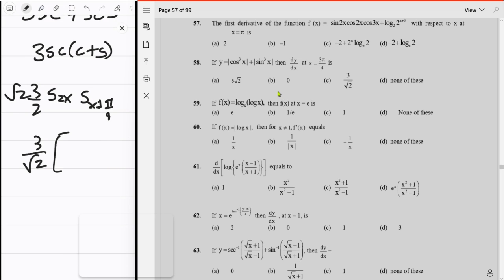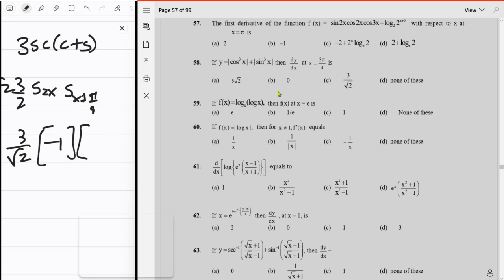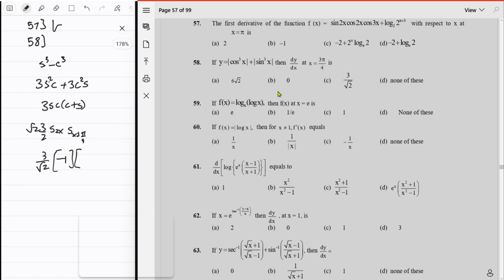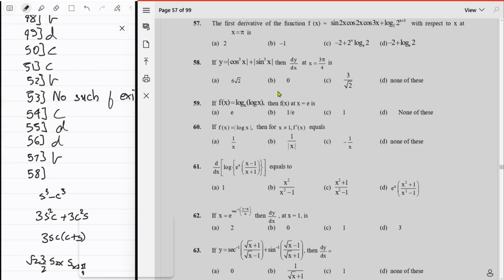So sine of 3 pi upon 2 is negative 1. And sine of x plus pi upon 4 will just be sine of pi, so that's just 0. Nice, that is 0 somehow. I was not expecting that. So the derivative is just 0. Okay, next question.